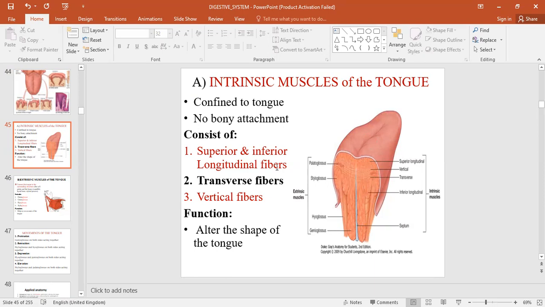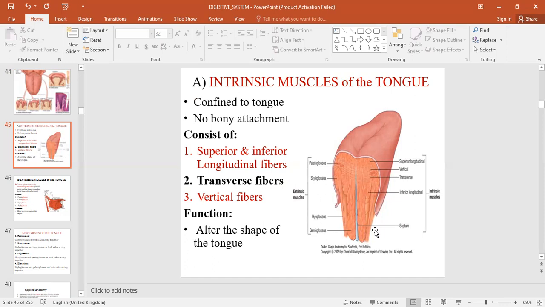Then we have the transverse ones. Transverse ones are cutting across, from left to right, left to right. These are the muscles here. We call those transverse muscles of the tongue. Then we have the vertical ones. Vertical ones are running up and down, up and down. So those are the vertical muscles of the tongue.